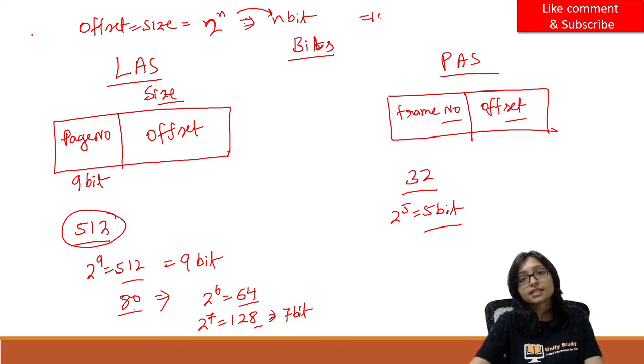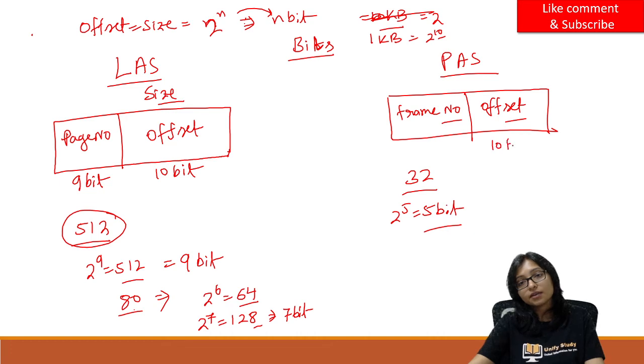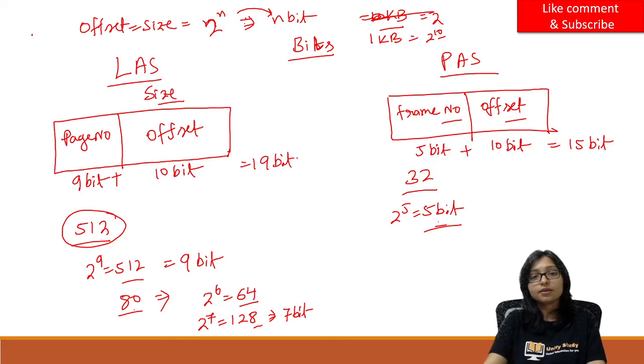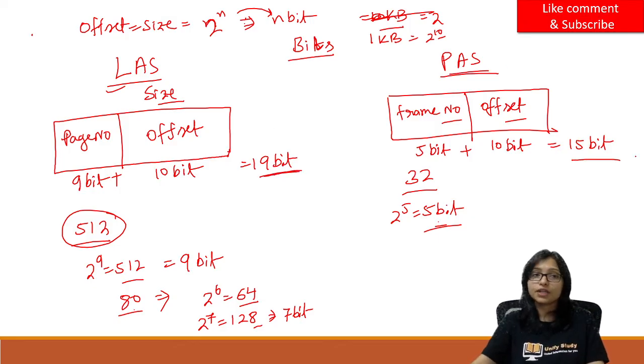If I say each one is 1 KB, I am not taking 10 KB, 1 KB, then it is 2 to the power 10. So here is 10 bit offset, here is also 10 bit, and here I got the 5 bit. So 5 bit plus 10 bit, that is 15 bit here, and 9 bit plus 10 bit, that is a total of 19 bit. So the logical address space will be 19 bit and the physical address space will be 15 bit.